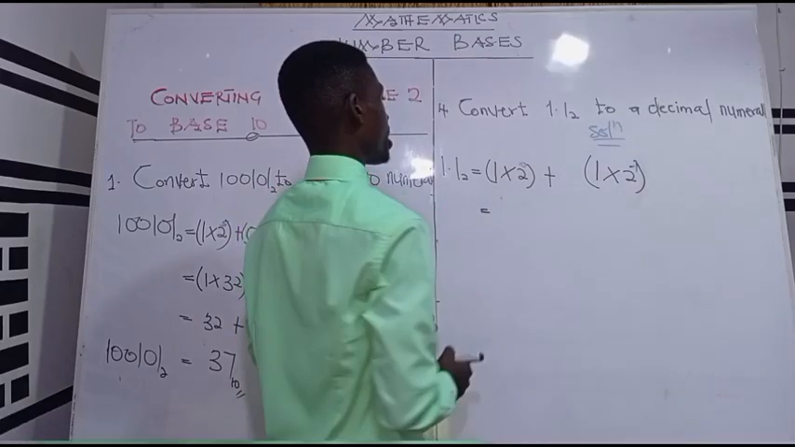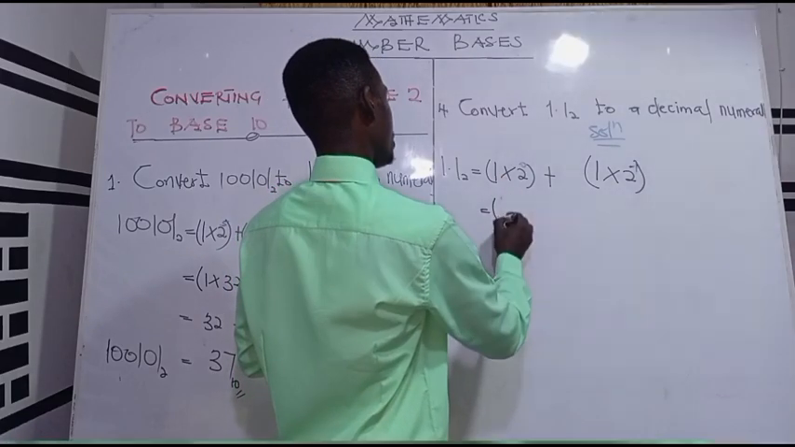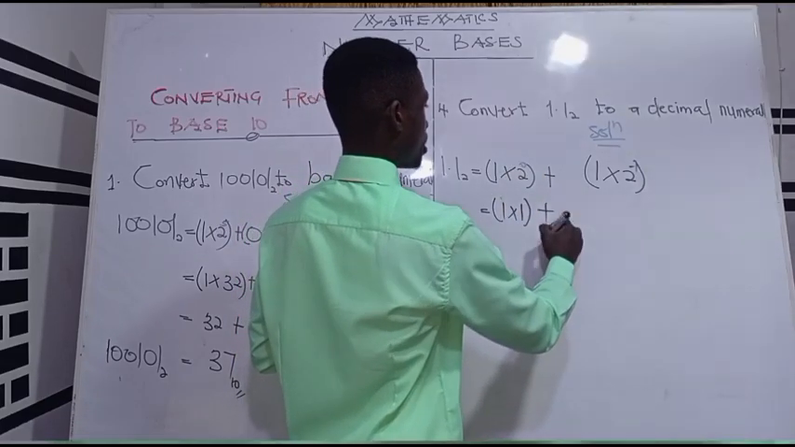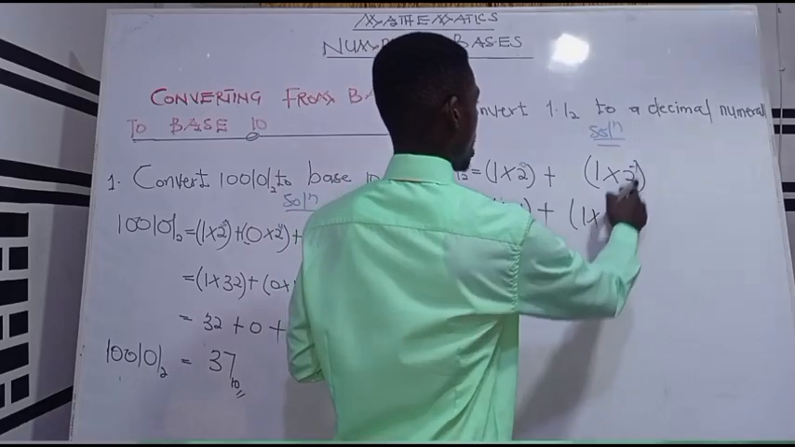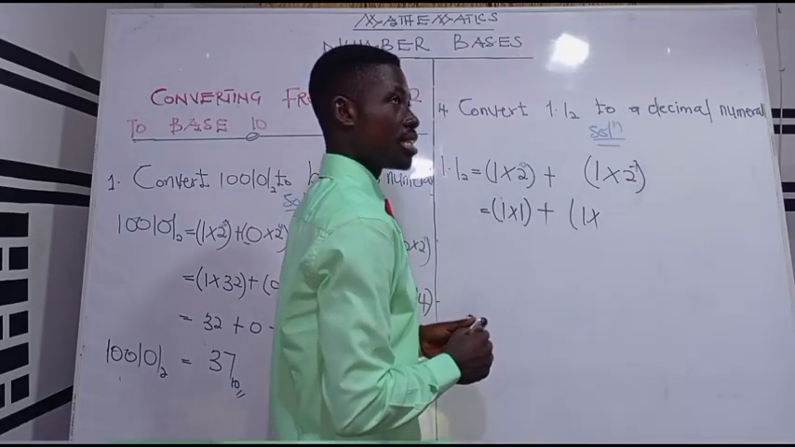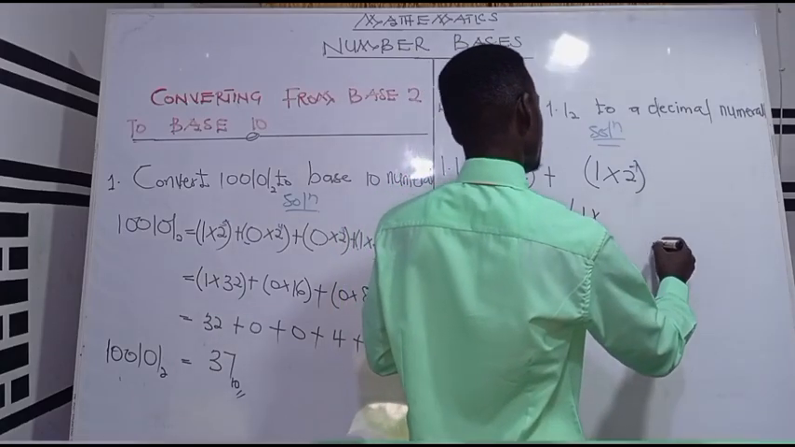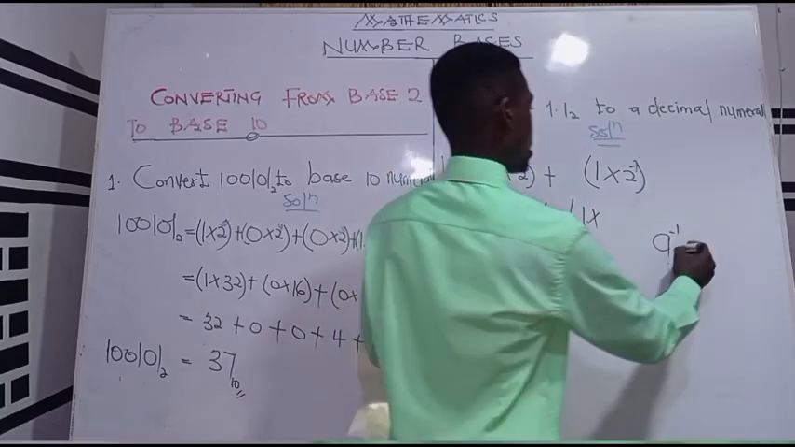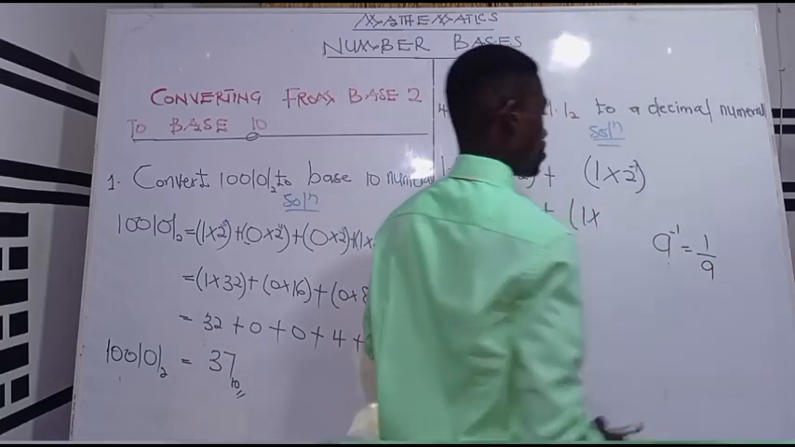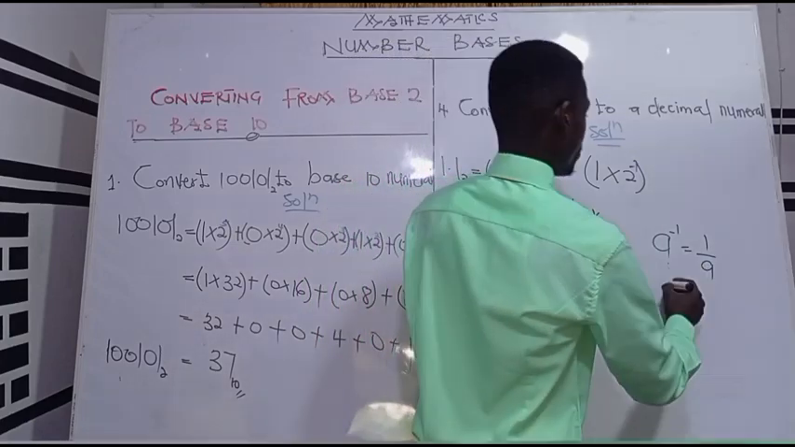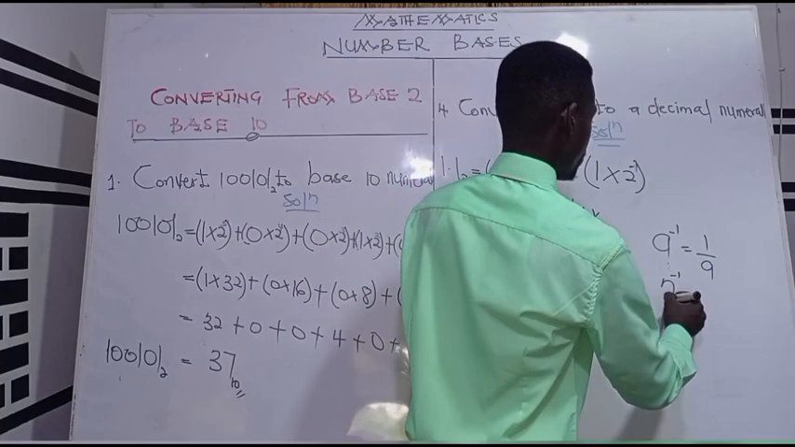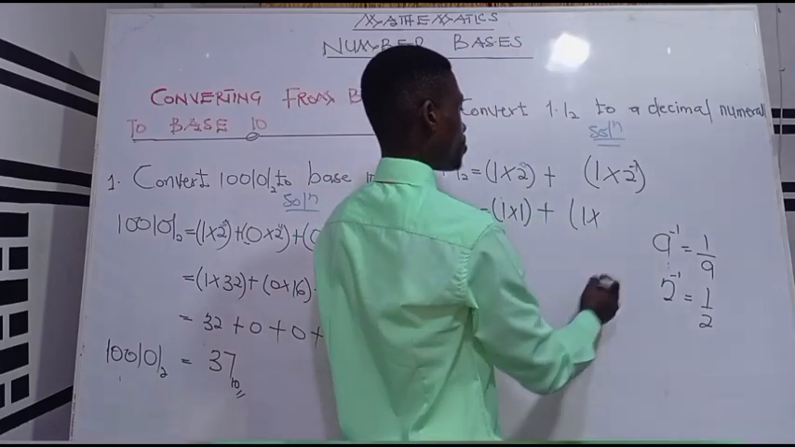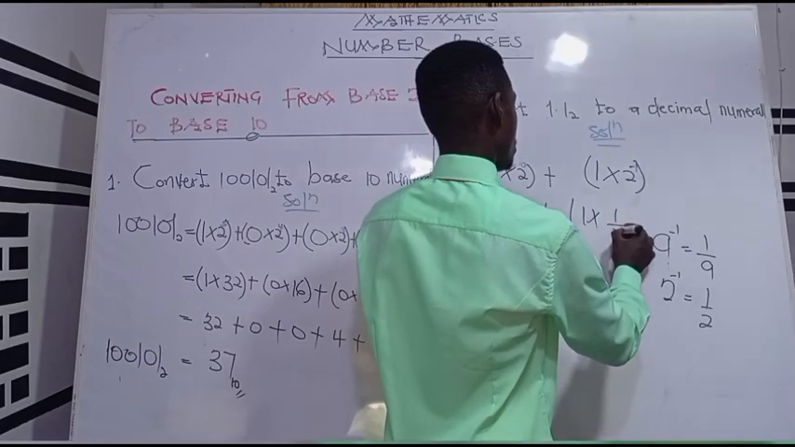So let's do our simplification. We have 1 times 2 exponent 0 will give us 1. And then we have 1 times 2 exponent -1. In indices, when you have a number raised to a negative power, it is the same as 1 over the number. So 2 exponent -1 is the same as 1 over 2.